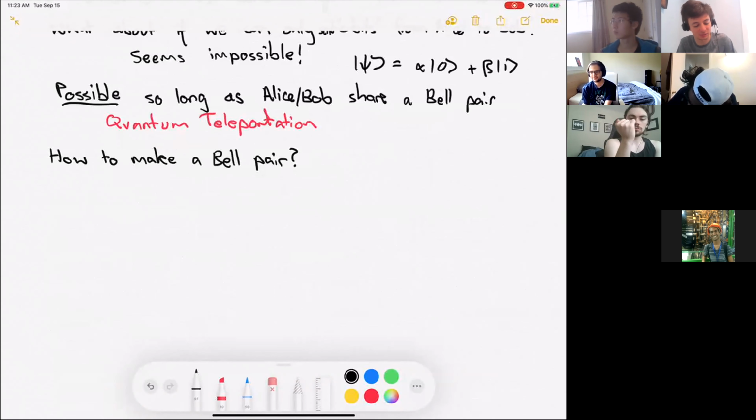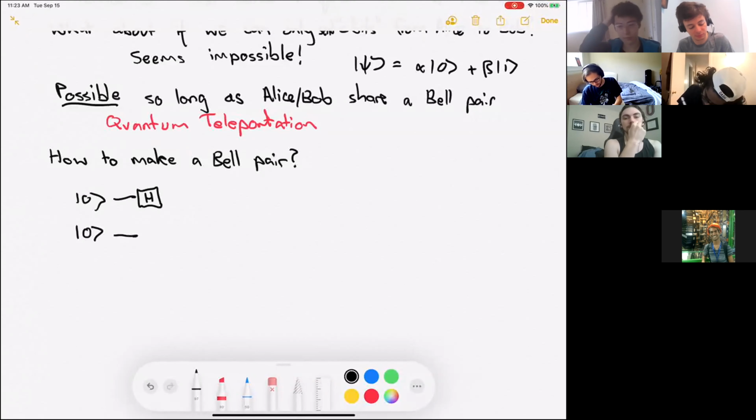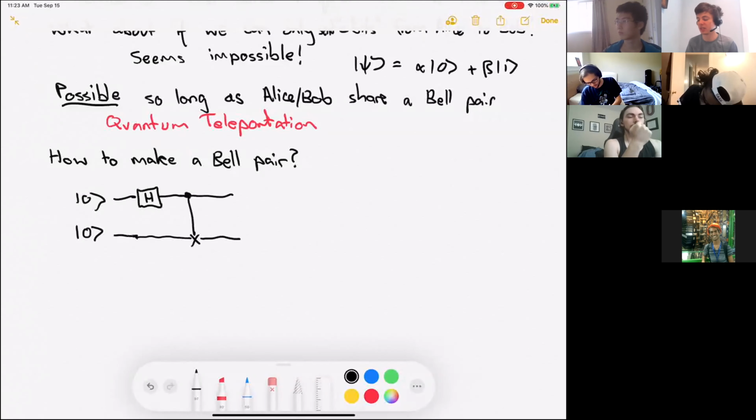And the particular circuit that will do this is really very simple. We start both qubits in the 0 state. We're going to apply a Hadamard gate to the first qubit. Then we're going to apply a CNOT that is controlled by the first qubit and has the second qubit as target. And then that's going to be it. Okay? So let's track what this circuit does by looking at the state at each intermediate time step.